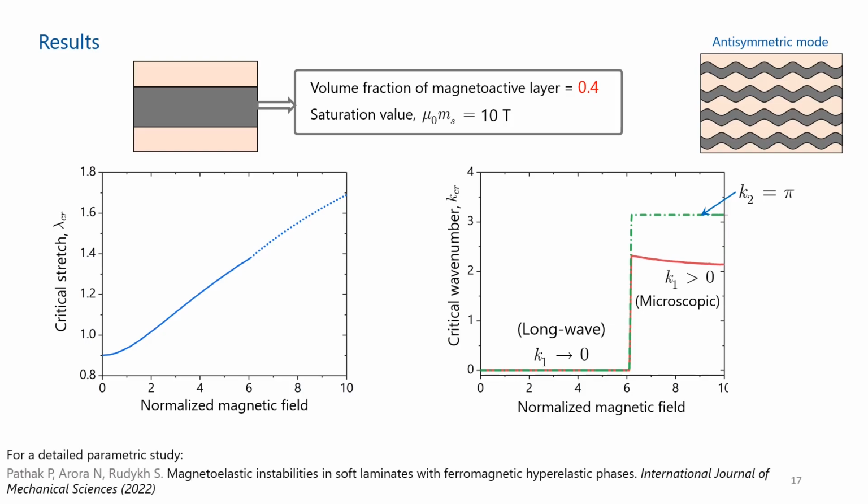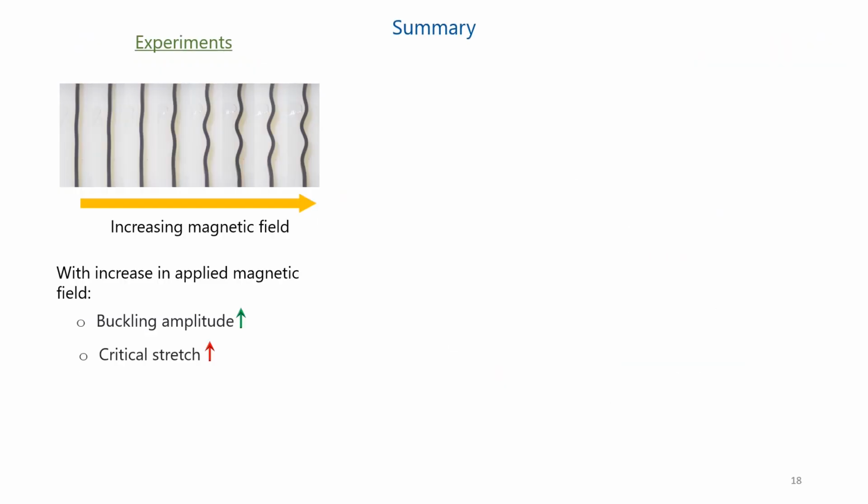Here I have covered only a few of the results. For more details, please see our paper. In summary, we observed in our experiments that the occurrence of buckling in laminates can be controlled remotely by the applied magnetic field. As a result, we can tune the amplitude of the instability patterns.